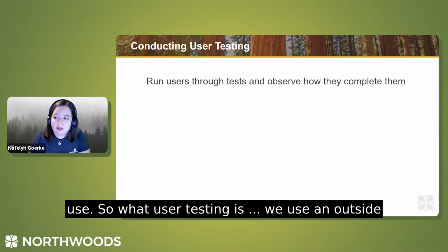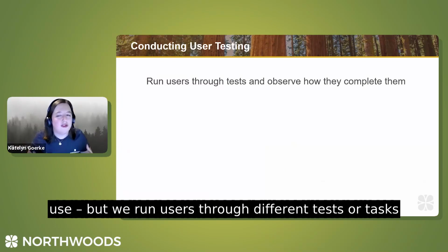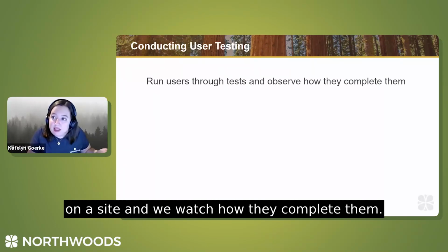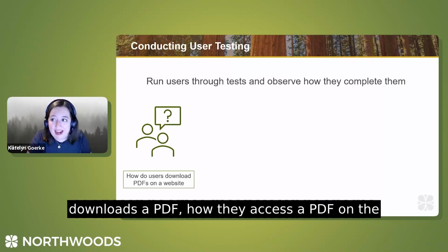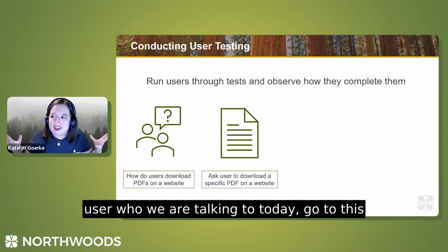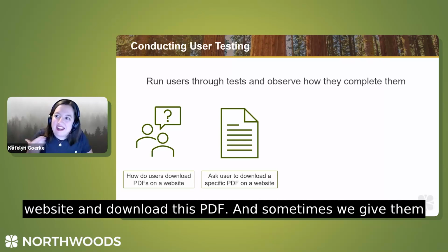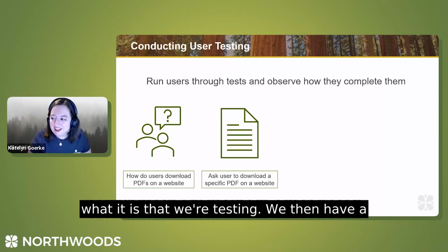So what user testing is: we use an outside tool. There's a ton of different tools that you can use, but we run users through different tests or tasks on a site, and we watch how they complete them. So for example, if we want to see how someone downloads a PDF, how they access a PDF on the site, we will, through this online tool, say, user who is talking to today, go to this website and download this PDF. And sometimes we give them more context, sometimes we give them less context, depending on what it is that we're testing.